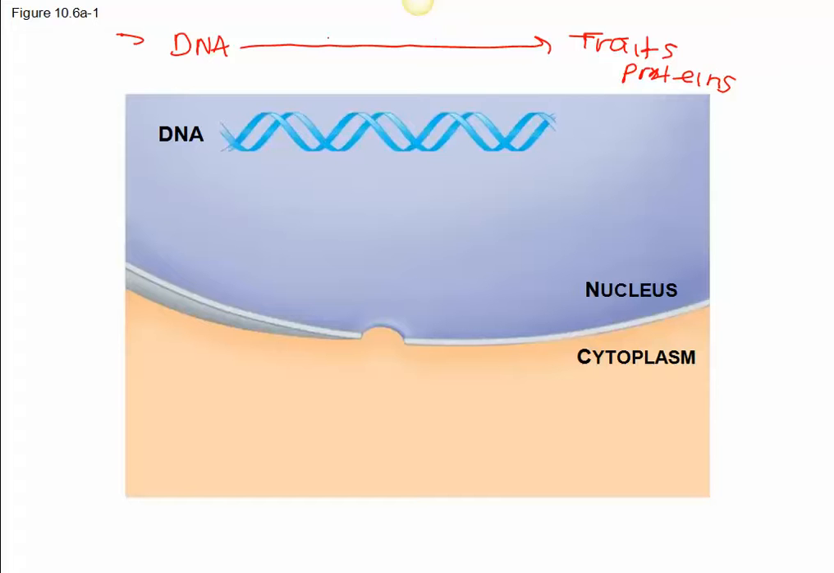There's actually a middle step, and that middle step is making the RNA. The type of RNA that we're making is called messenger RNA, or mRNA. So overall, we have two major steps: going from DNA to mRNA, and then from mRNA to actual proteins. Going from DNA to mRNA is transcription, and going from mRNA to proteins is translation.